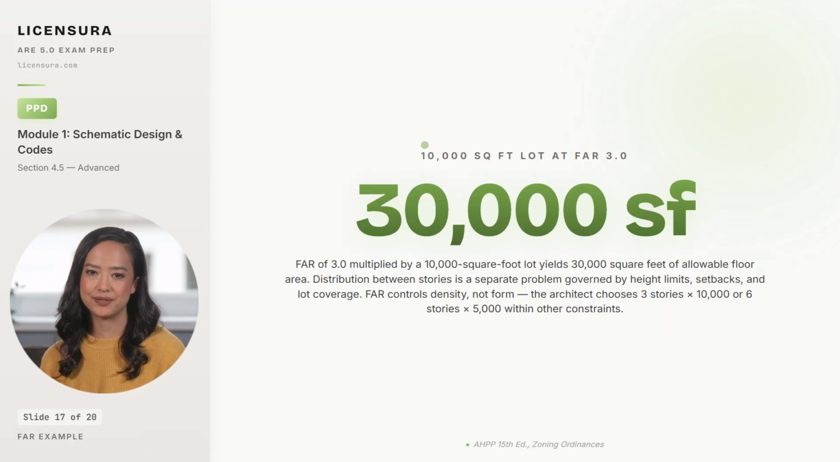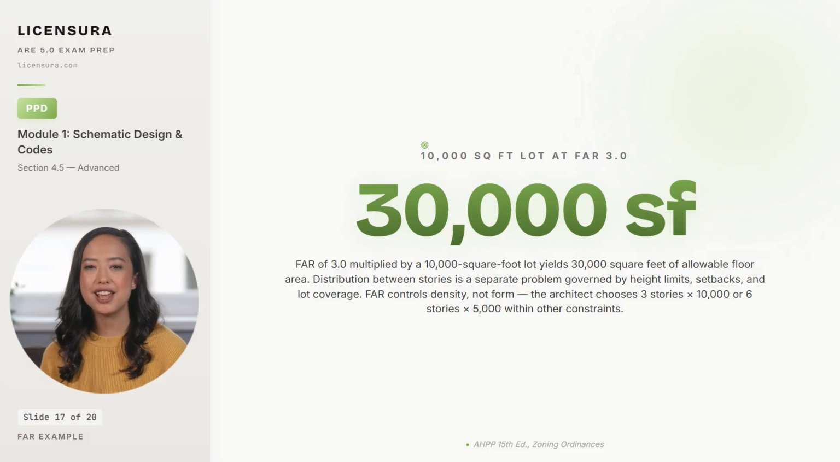30,000 square feet. That is what an FAR of 3.0 yields on a 10,000 square foot lot. And the exam will hand you exactly that arithmetic to test whether you understand the relationship between FAR, lot size, and buildable area. FAR times lot area equals total floor area, period. What the FAR does not tell you is how to distribute that floor area vertically.